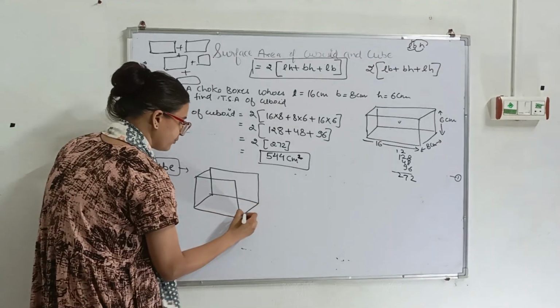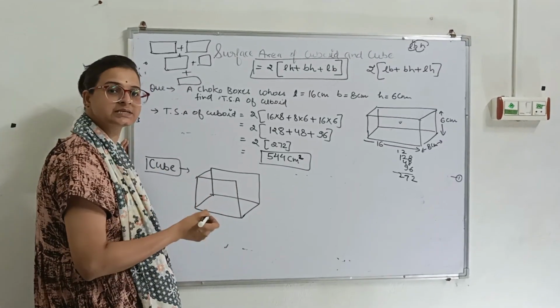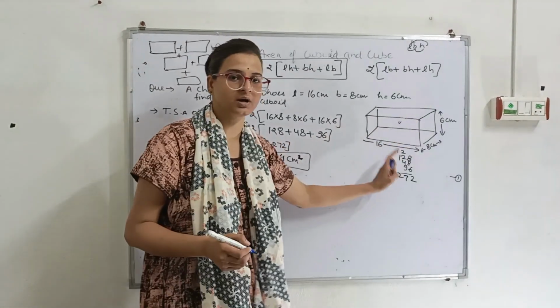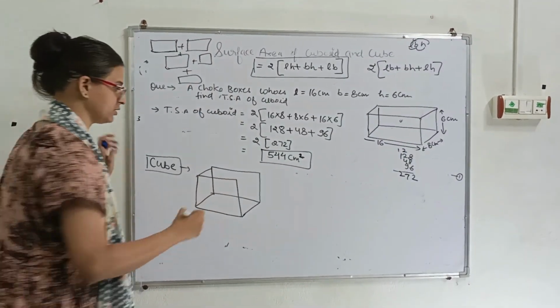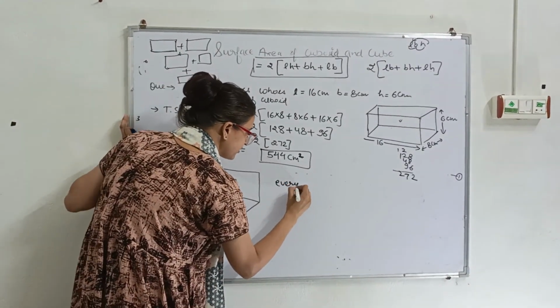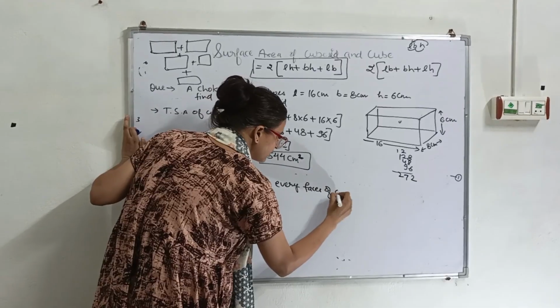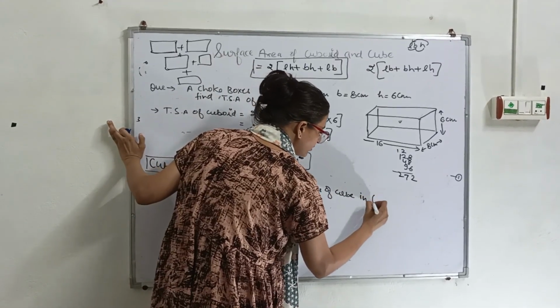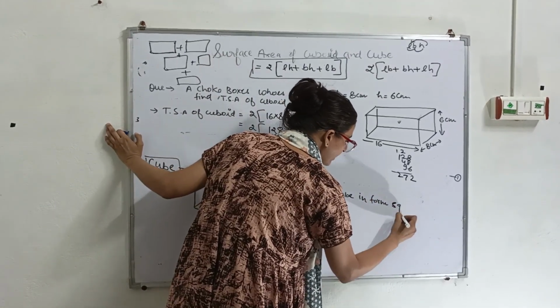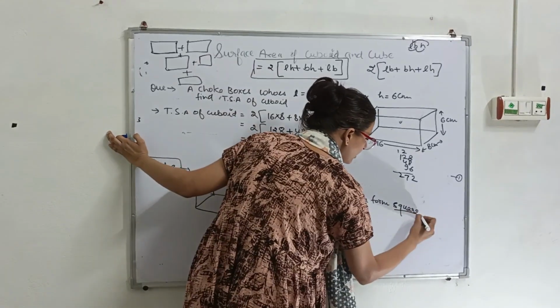Okay, so all the faces are similar like this. This is the rectangular one, and this is the square form. So every face of the cube is in the form of a square. A square has all sides equal.